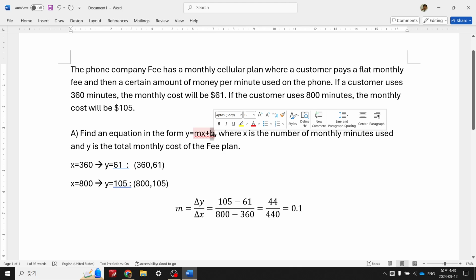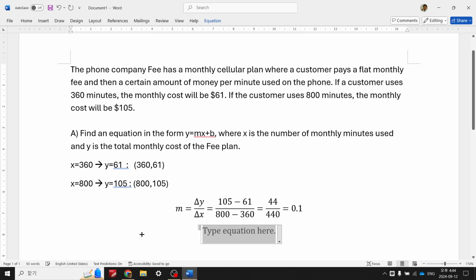Well, I gave you two approaches, right? So one was to plug in the 360 for x and 61 for the y, and then find b. That was one way to do it. Another method was what? We used the point slope form. Okay, so do you remember the point slope form? y minus y1 equals m times x minus x1, where x1 and y1 are the first pair of points, right? This is your x1, y1, right?